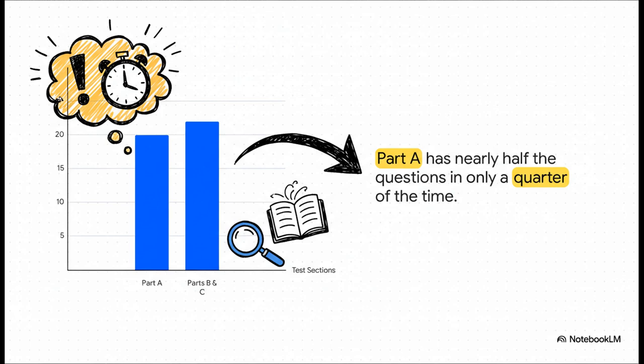And look at this chart. It tells a critical story. Part A has almost half of the total questions, 20 out of 42, but you only get a quarter of the total time to answer them. This is huge. It means mastering Part A isn't just a good idea. It's pretty much non-negotiable if you want to pass.